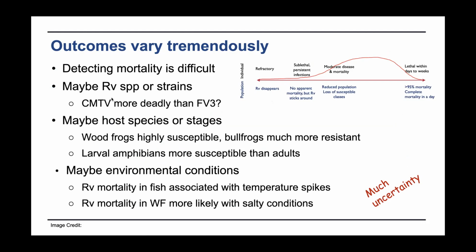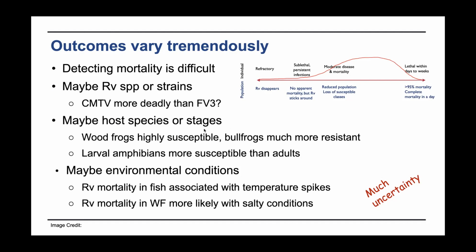But setting that aside, we do know that there are often differences in the virulence or the negative outcomes for populations between different viral species and strains. So for instance, there's some evidence, but it's inconsistent, that the CMTV species is more deadly than FV3. There are some recombinants that mix both of those that seem to be especially virulent, but we don't know if that's a consistent pattern. There are also certain host species that are more susceptible. Wood frogs in North America tend to be highly susceptible. Their congeners, bullfrogs, tend to be very resistant.